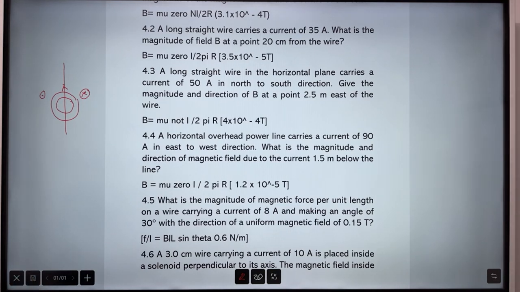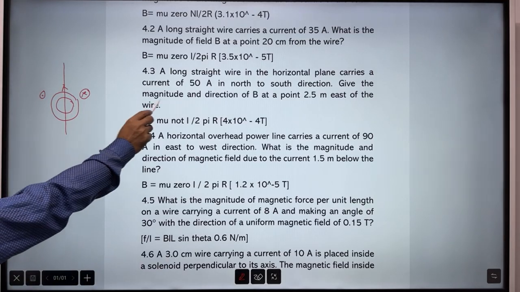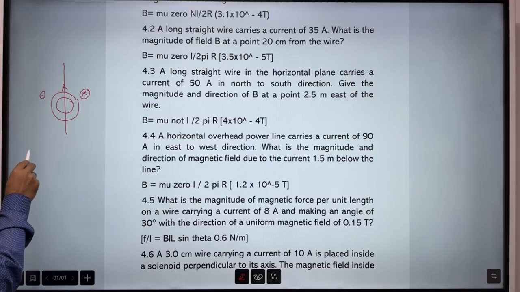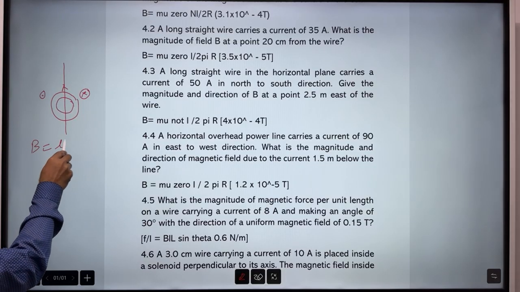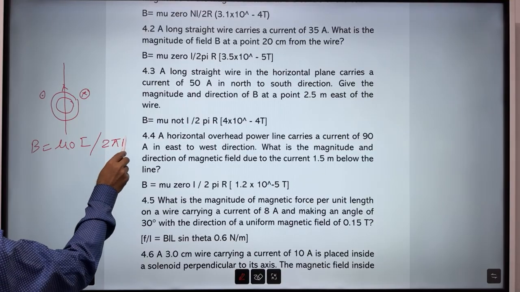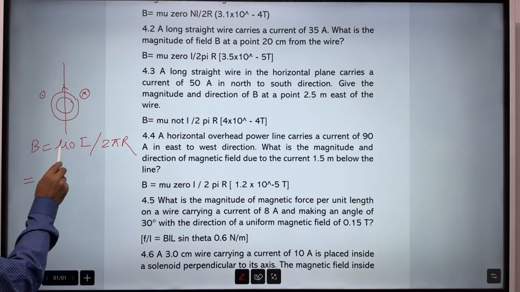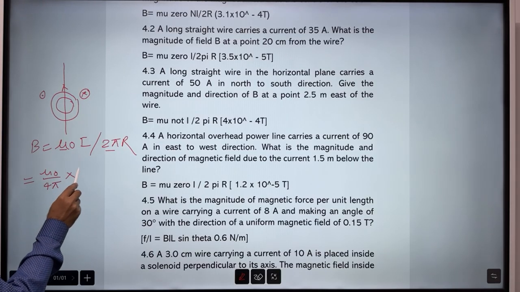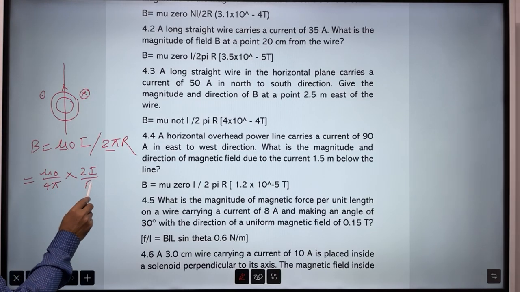So here our concern is to find the current, sorry, not current but the magnetic field due to a current carrying conductor. So B equals mu naught I divided by 2 pi r. Right. So let's put the values. Mu naught over 2 pi, we can multiply by 2. So this will become mu naught upon 4 pi times 2i divided by r.